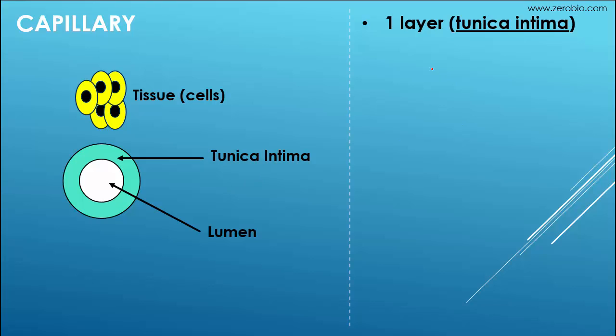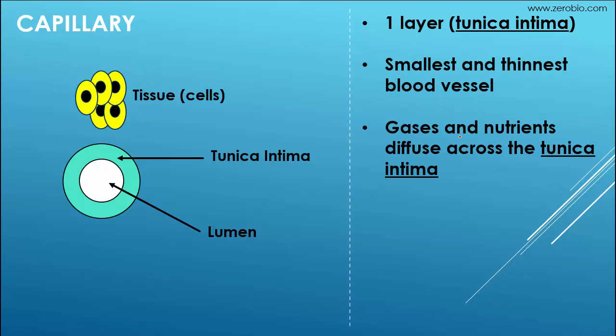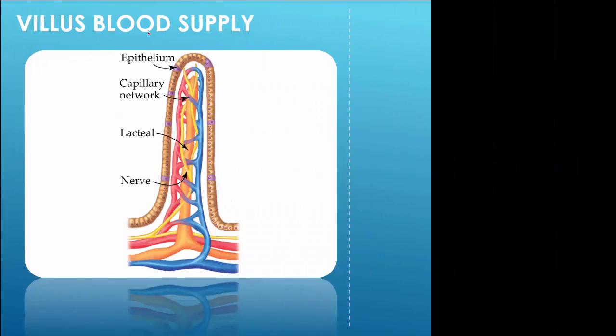So a capillary has just one layer, the tunica intima. It is the smallest and thinnest blood vessel. And this is where gases and nutrients diffuse across the tunica intima to the tissue cells or from the tissue cells. Let's have a look at the villus.